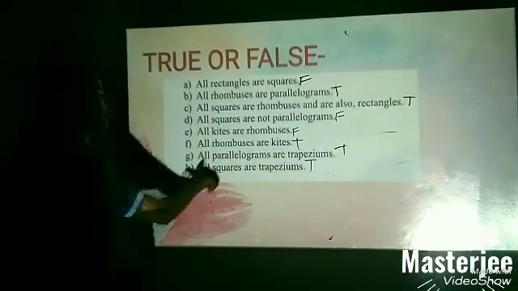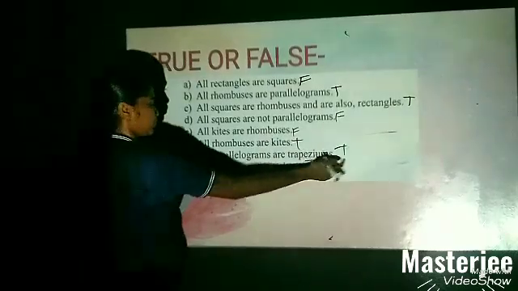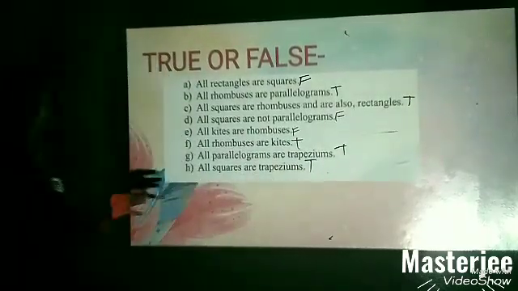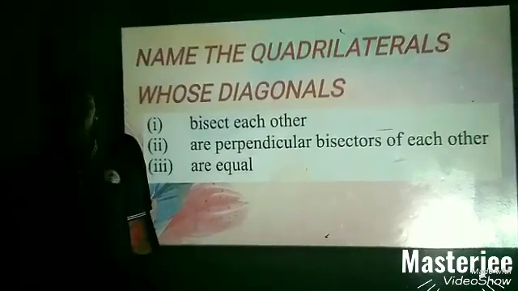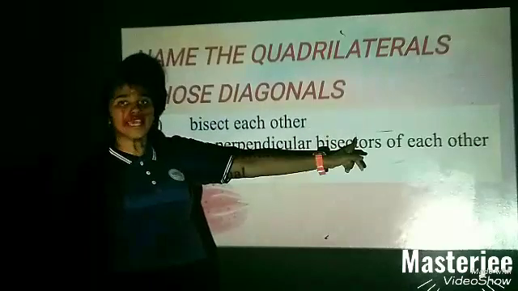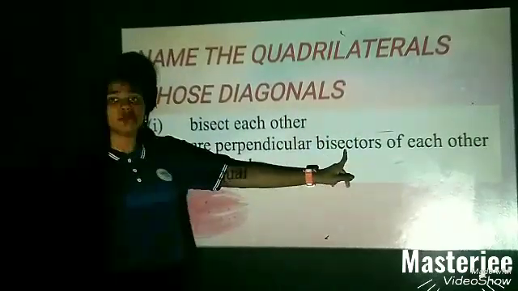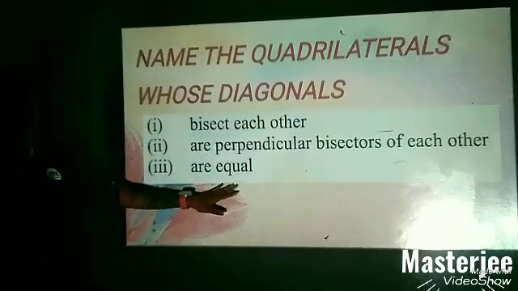All rhombuses are kites. True. All parallelograms are trapeziums. True. All squares are trapeziums. True. Bisect each other: parallelogram, rhombus, rectangle, square. Perpendicularly bisect each other: rhombus and square. Equal diagonals: rectangle and square.